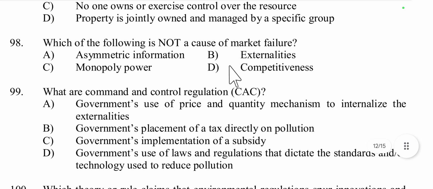Then question number 98, which of the following is not a cause of market failure? Asymmetric information is a cause of market failure. Externalities and monopoly power are the causes of market failure, but competitiveness is not a cause of market failure. So option D is the right answer, because competitiveness is a desirable feature for a market that leads to efficient outcomes. So market failures are caused by asymmetric information, externalities and monopoly power.